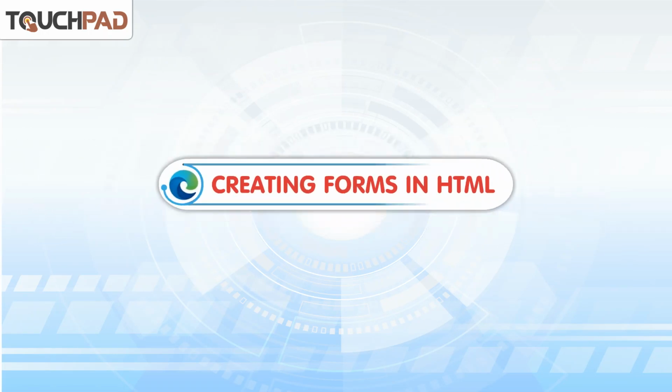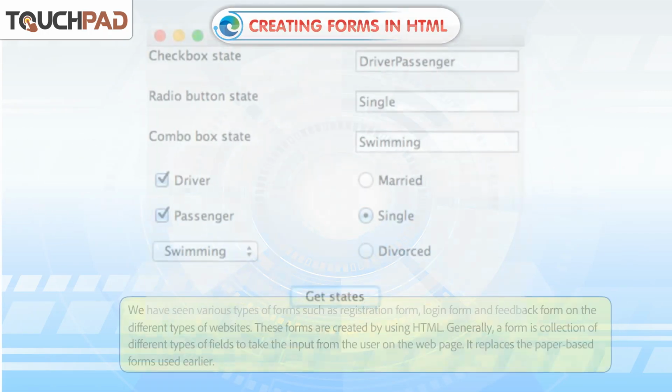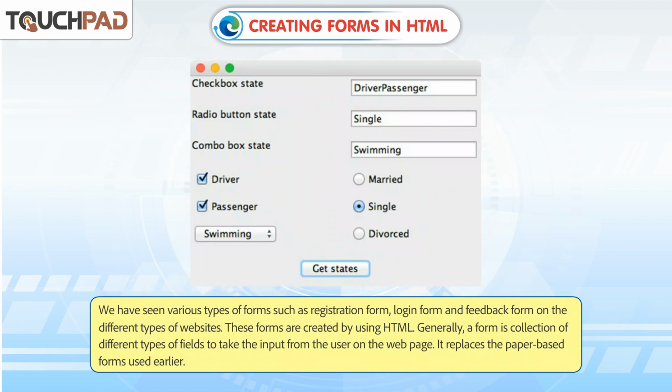Creating forms in HTML. We have seen various types of forms such as registration form, login form, and feedback form on the different types of websites. These forms are created by using HTML. Generally, a form is a collection of different types of fields to take the input from the user on the web page. It replaces the paper-based forms used earlier.